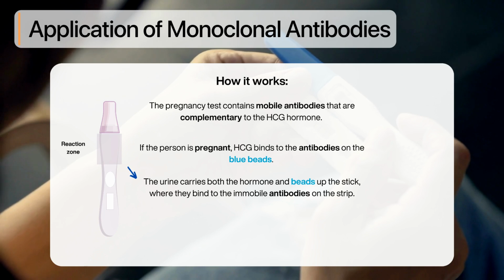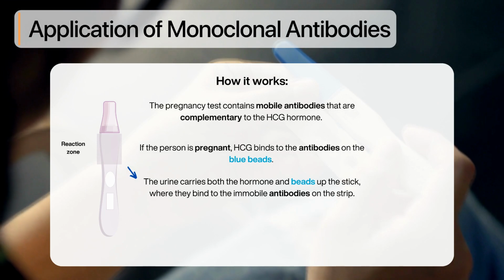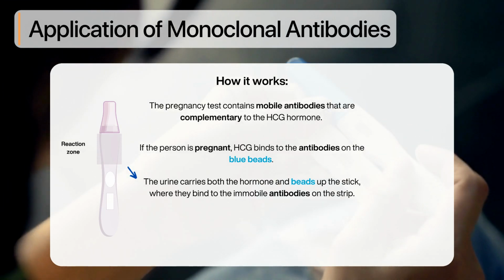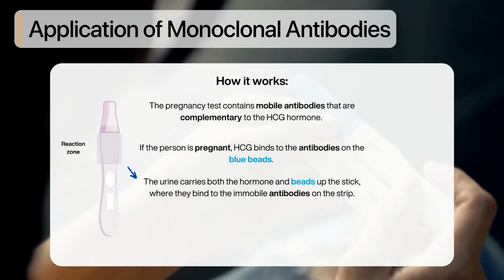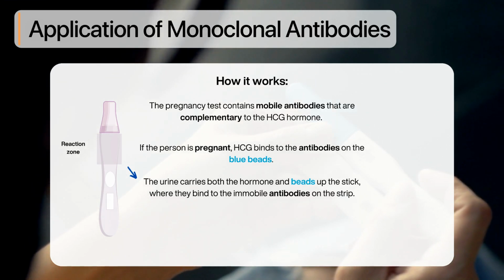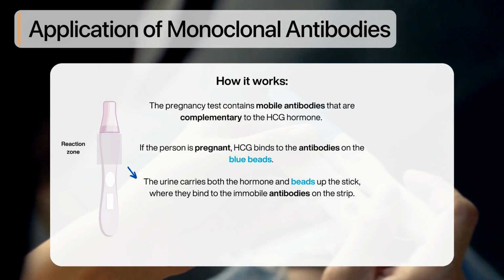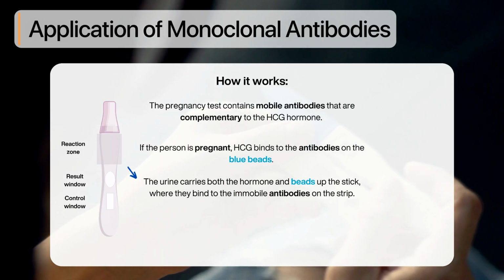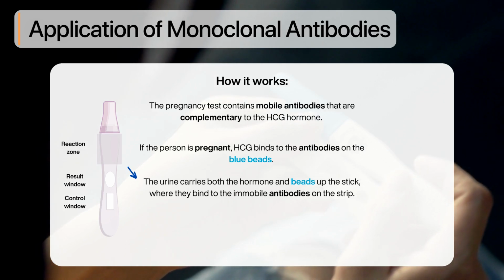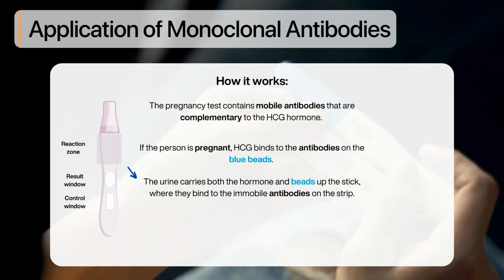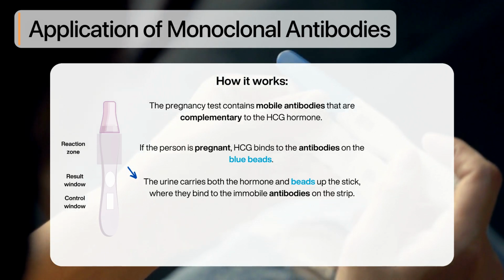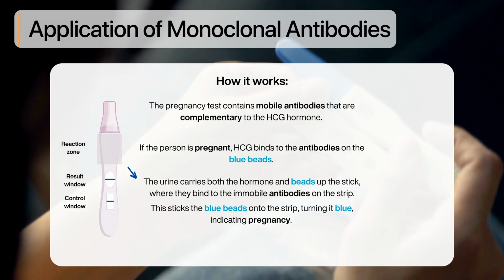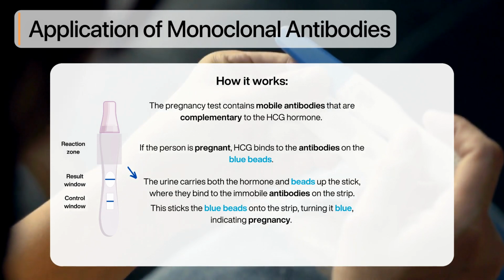If the person is pregnant, when they urinate on the stick, the HCG that is present in their urine will bind to the mobile antibodies that are attached to the blue beads. The urine will then carry both the HCG hormone and the blue beads along the stick, where they will bind to the immobile antibodies that reside on the strip. They bind because these immobile antibodies are also complementary to the HCG hormone. This binding process sticks the blue beads onto the test strip, which turns it blue. This indicates that the person is pregnant.